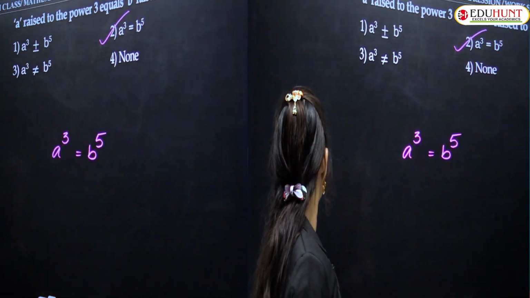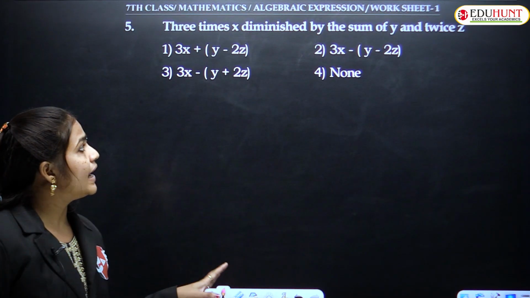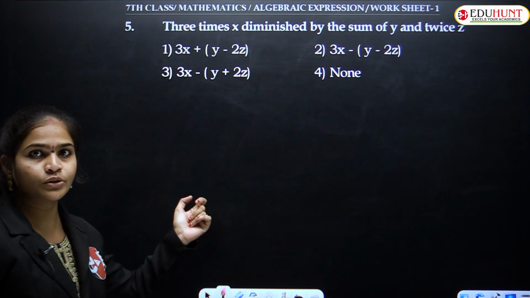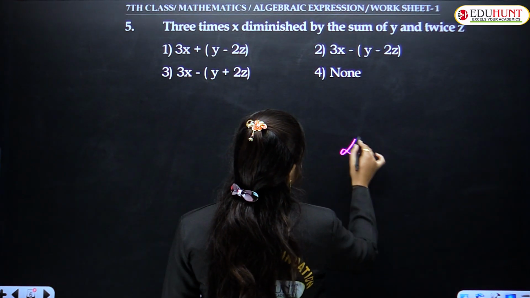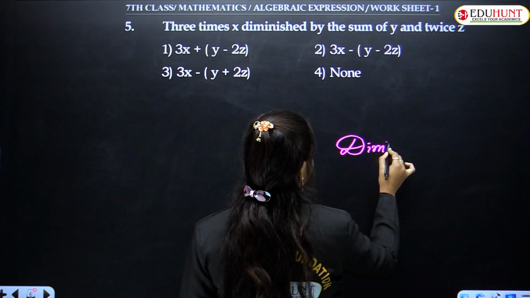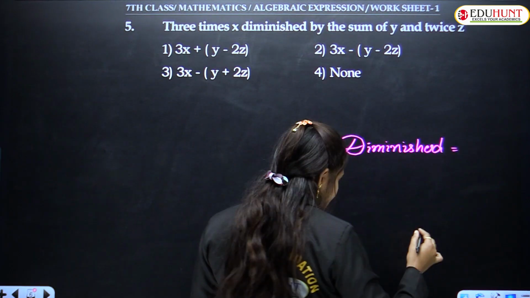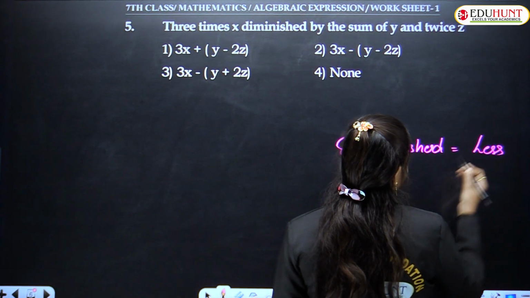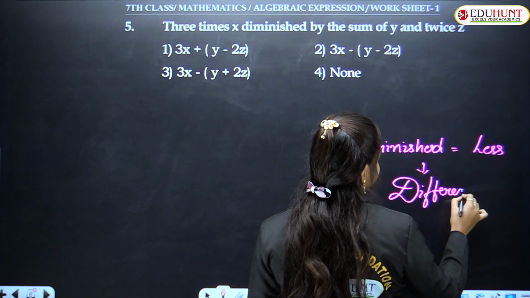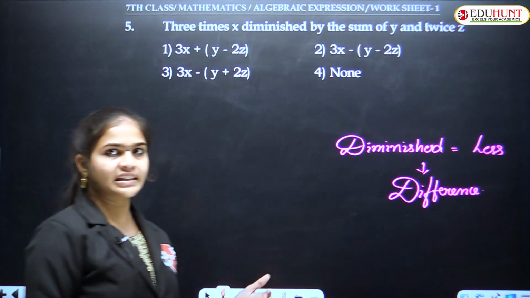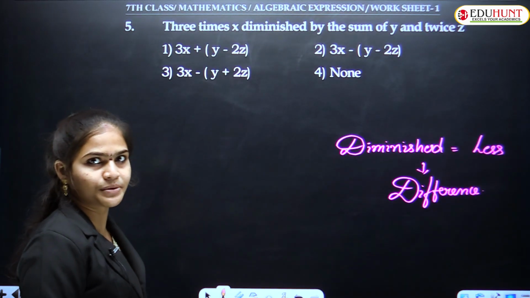Next, 3 times x diminished by the sum of y and twice z. Before going to that, what is the meaning of diminished? Diminished is nothing but difference. Actually, the meaning of diminished is less, so we have to take it as a difference. Less means here we have to take it as a difference.